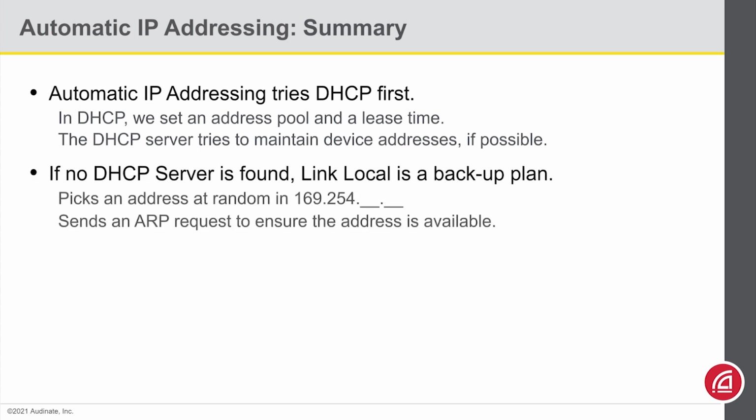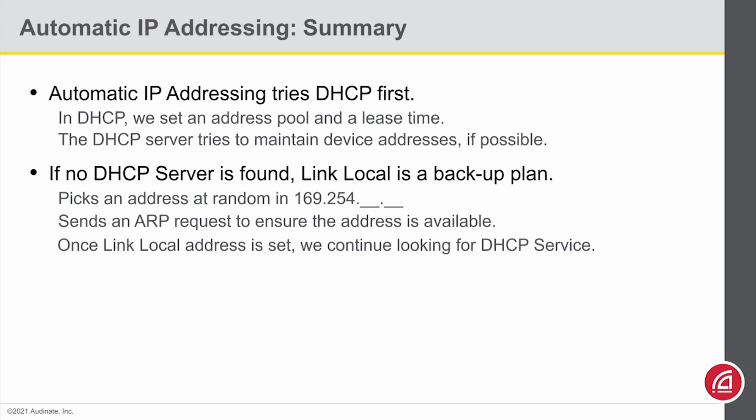If there is no DHCP server found, then devices will use link local as the backup plan. They'll choose an address at random in the 169.254 range and send an ARP request to make sure it's available. If it turns out another device is using that address, then it picks another IP address at random until it finds an available address. In the event that a Dante device gets an address by link local, it will continue to watch for a DHCP server.